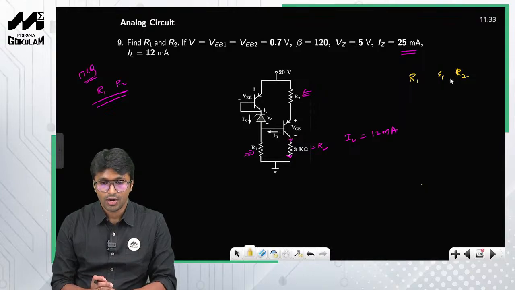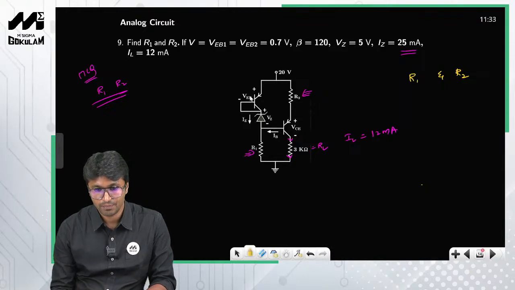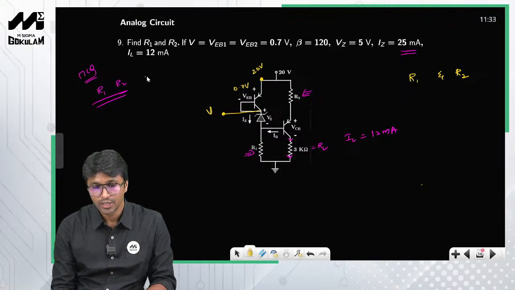Now how do you do this? We are given the value of VEB, which is 0.7 volt. This node voltage is 20 volts, so 20 minus 0.7. What will be this node voltage? If I call this node voltage V, all you need to do is apply KVL: 20 minus 0.7 minus V is equal to 0.